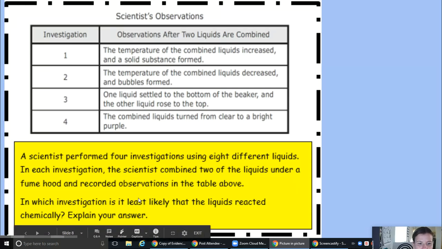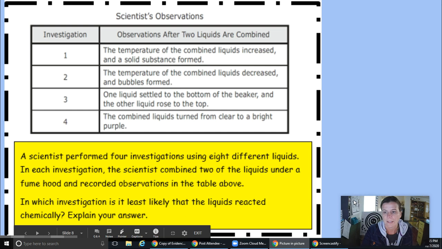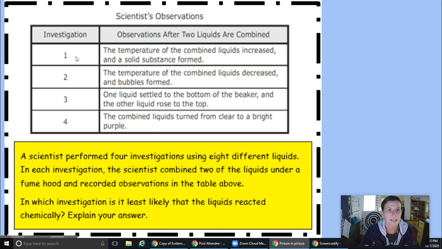In which investigation is it least likely that the liquids reacted chemically? Explain your answer. So let's have a look. In investigation 1, after 2 liquids are combined, the temperature of the combined liquids increased and a solid substance formed. So a change in temperature and a solid substance forming, an indication of a precipitate, are both indications of a chemical reaction.